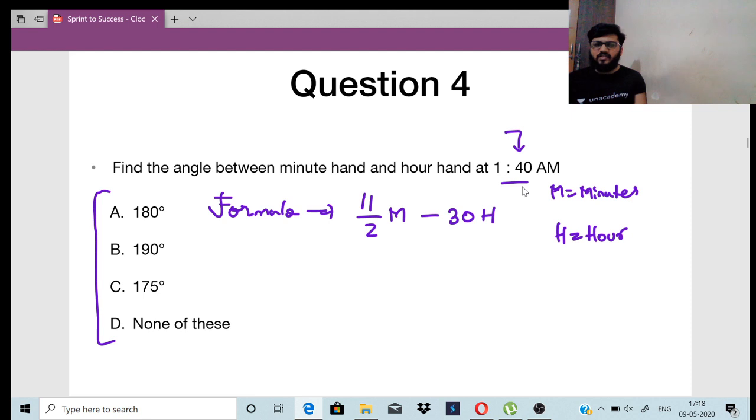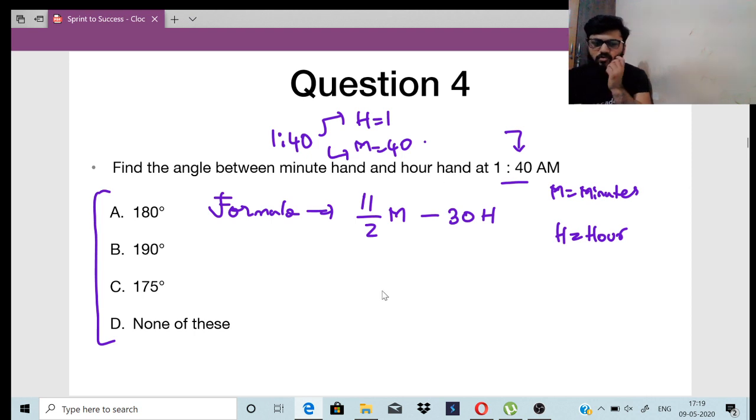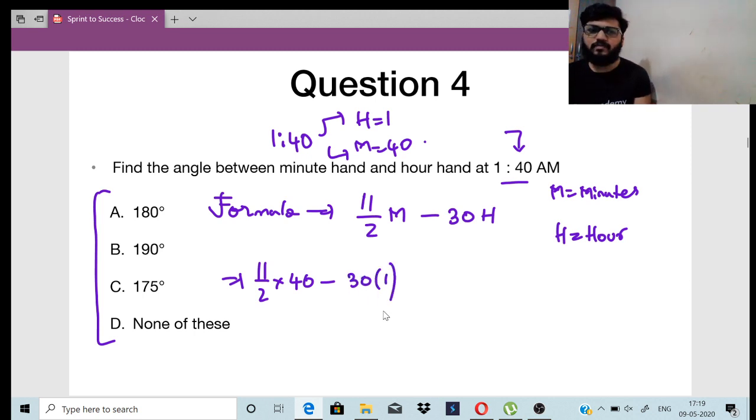So what is the time given here? It is 1:40, right? So here H is equal to 1 and M is equal to 40. Substitute that here: 11 by 2 into 40 minus 30 into 1.